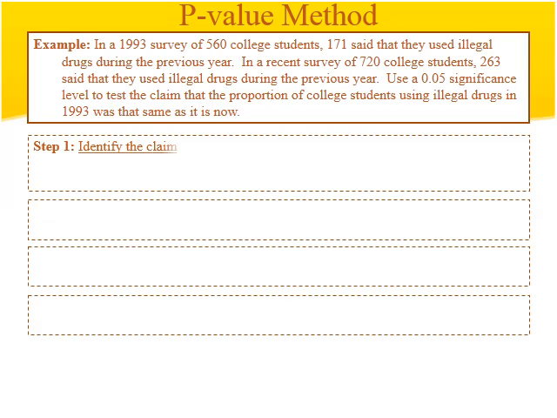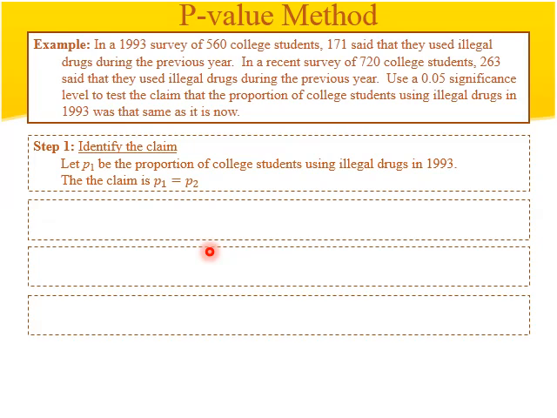So our claim then is that the two proportions, the 1993 proportion and the current proportion, are equal. So let's first of all identify one of them to be labeled P1. In this case, I will call P1 the proportion of college students using illegal drugs in 1993. That means P2 will be the proportion currently. So the claim is that the two proportions are equal. The opposite of that claim then is that P1 does not equal P2.